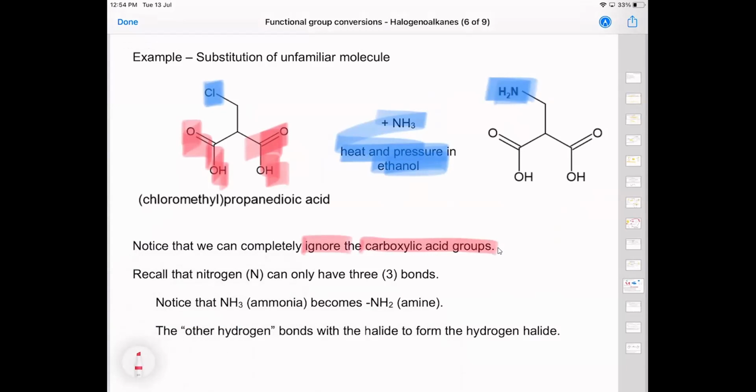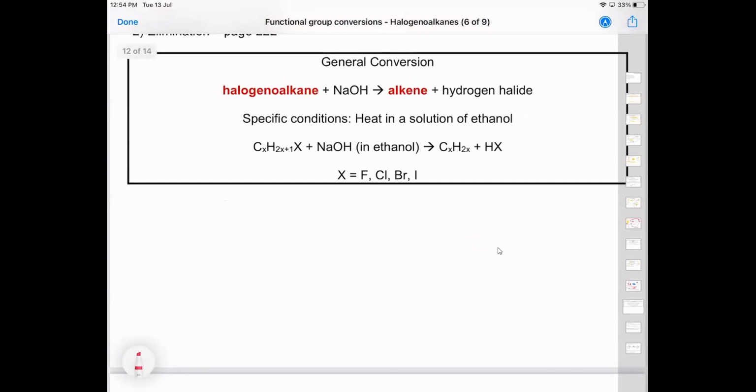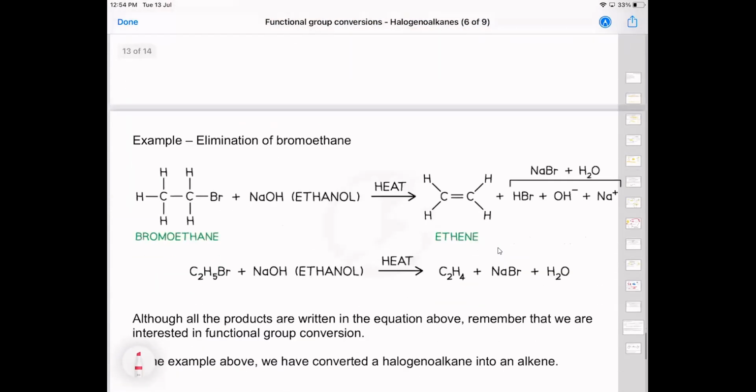And then here's where I said it. Recall that nitrogen can only have 3 bonds, and therefore ammonia becomes an amine and it loses a hydrogen. So that's just a simple substitution where we took off the chlorine and we turned it into an amine. Halogenoalkane, general conversion. Oh, and then you can also do the elimination.